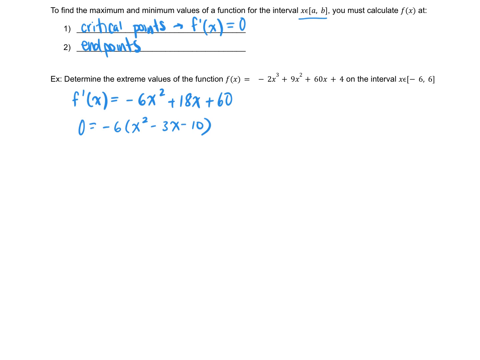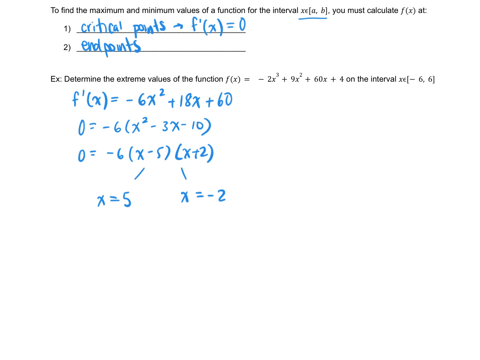I'm going to set my derivative equal to 0 here. And there is a common factor, so I'm just going to factor out a -6. And that'll give me x squared minus 3x minus 10. And then I can get a nice factorable trinomial here. So we'll have x minus 5 and x plus 2 when we factor. So our critical points are when x is equal to 5 and x is equal to -2.